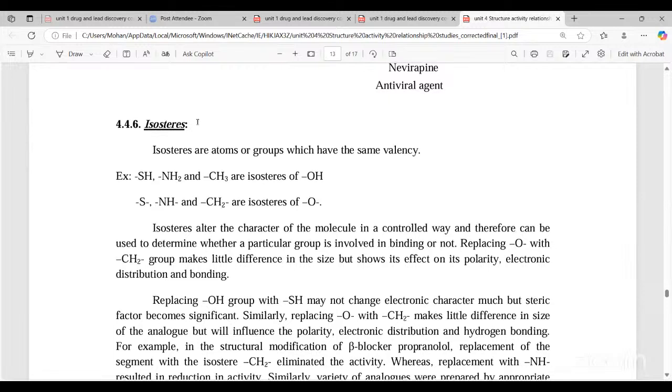And a very important terminology is isosteres. Isosteres are groups that are different but show the same activity, where the molecular size and atomic weight are the same. So you can replace one group with another.